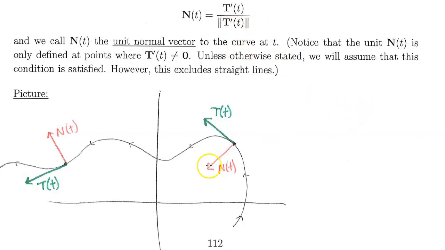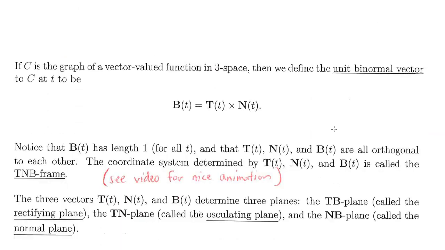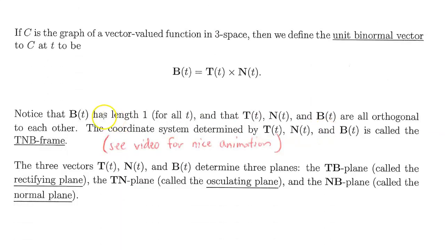Okay, so we have this unit tangent vector and the unit normal vector. And you can also do this in 3 space, by the way. In fact, if C is the graph of a vector valued function in 3 space, we could define the unit binormal vector of C at t to be this. So the binormal vector is just the cross product, T of t cross N of t. So B of t has a length of 1. Now, why does B of t have a length of 1?